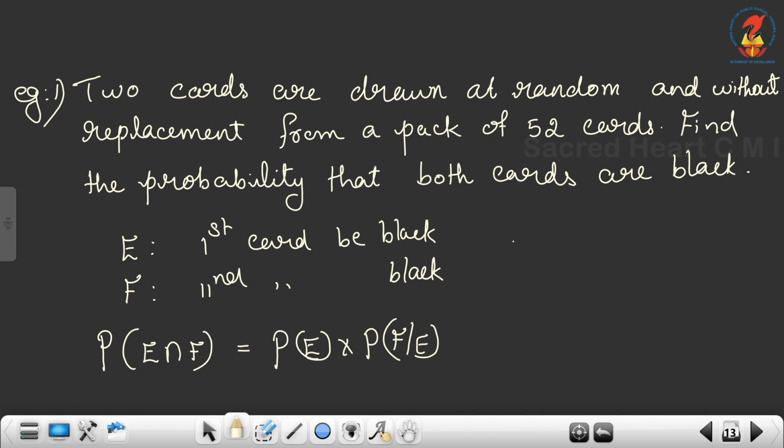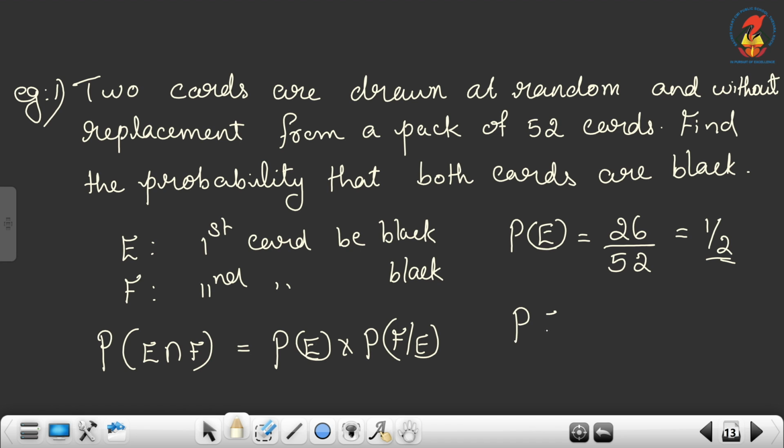So what is P of E? E means the first card is black. We have a pack of 52 cards. In that, how many black cards? There are 26 black cards. So what is the probability that the first card is black? There are 26 favorable outcomes out of 52, so it is 26 by 52, or 1 by 2.